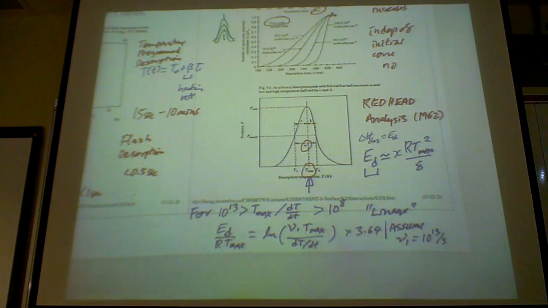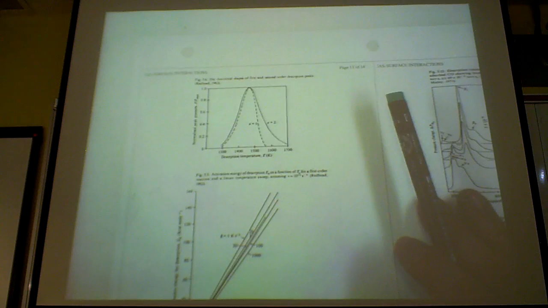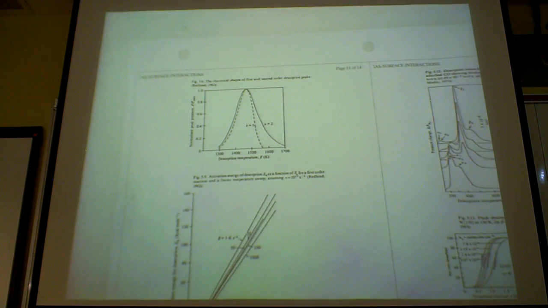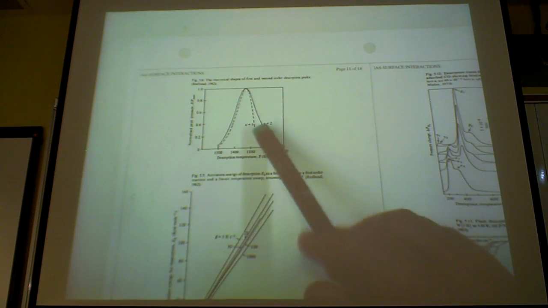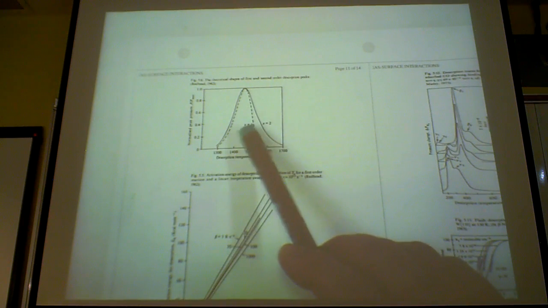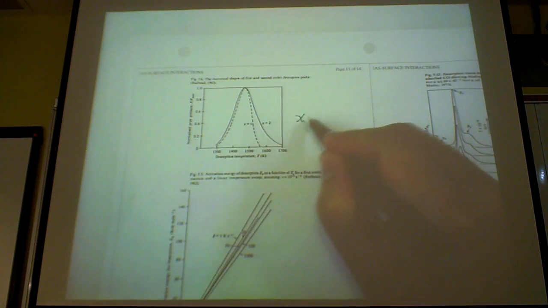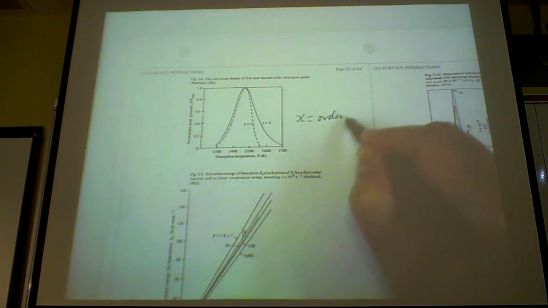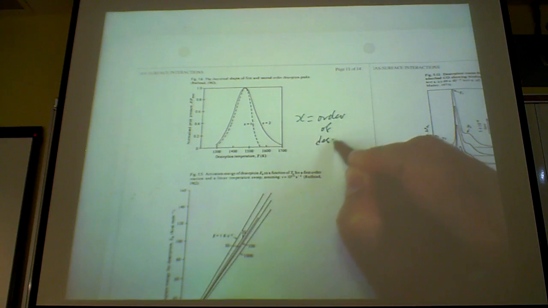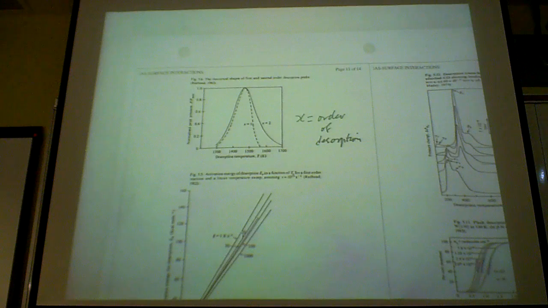Okay, so you can, but the line shape is still okay. You can look at the line shape here that we started talking a little bit about. The line shape for first order is asymmetrical, whereas for the second order, x here is the order of the reaction. In this case, x is the order of desorption, same as n that we used earlier. And you can just compare the line shapes that you see.